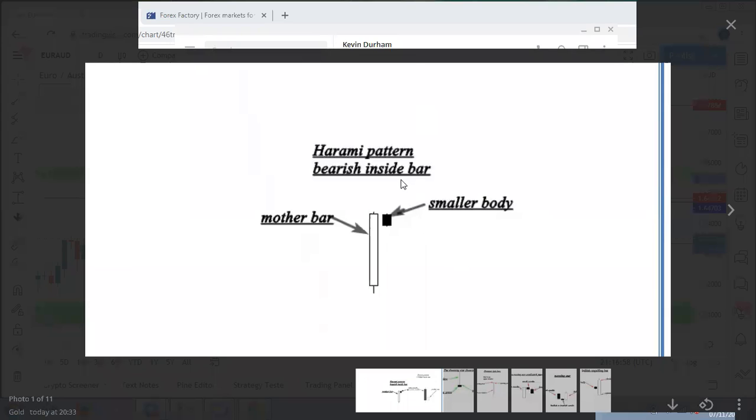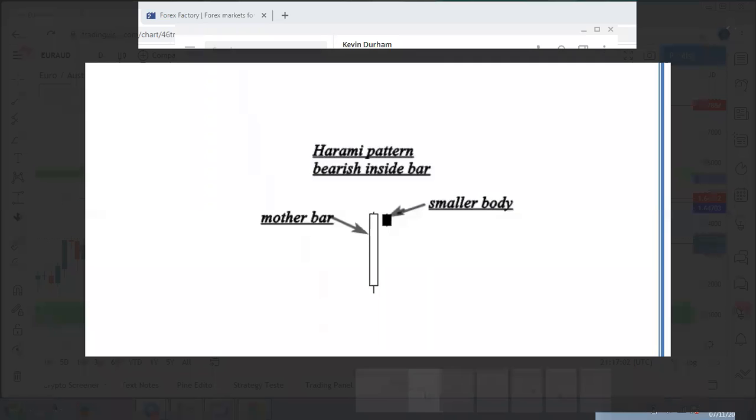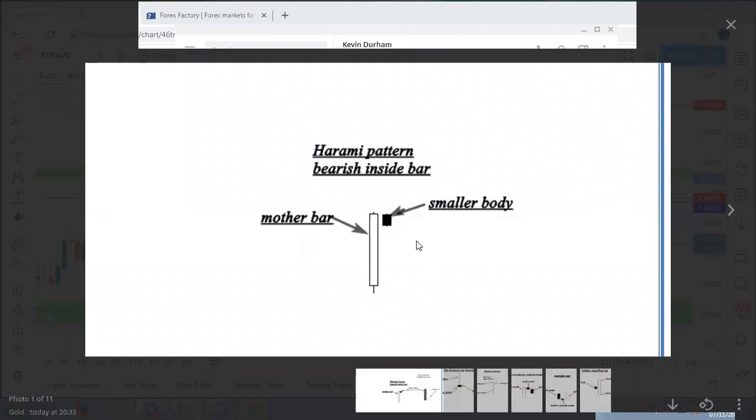So we have the bearish Harami. This is the bearish Harami. You look for this particular candlestick pattern at the end of an uptrend. This bullish bar formed, then you start noticing this small candlestick. This is the mother bar, and this smaller body is the child.